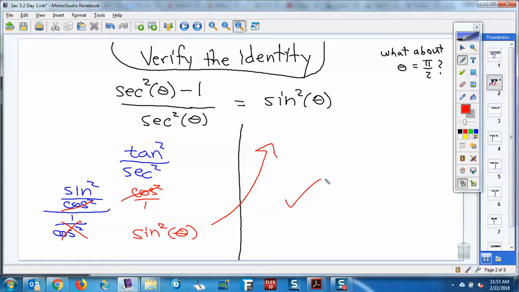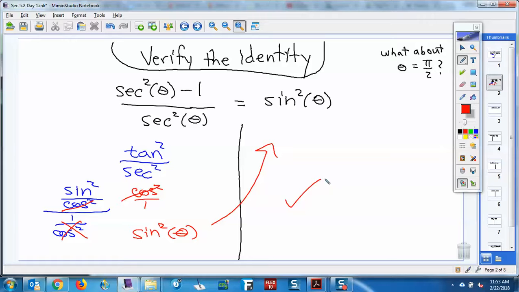You don't want to stop with this side saying 1 minus cosine squared and this side saying sine squared. You want to change that 1 minus cosine squared into a sine squared, and then the arrow is showing that the two sides are identical. Okay, that's it. It's really nothing new than what we've already been doing. It's using our identities.